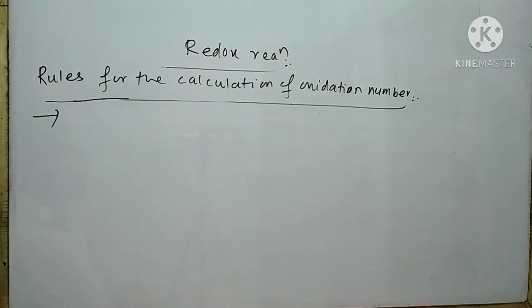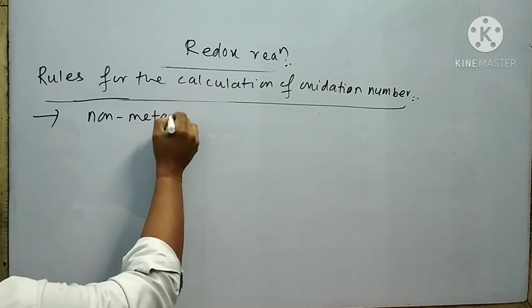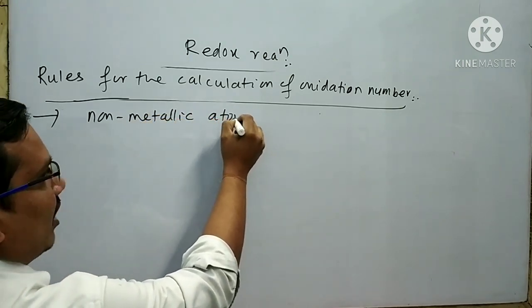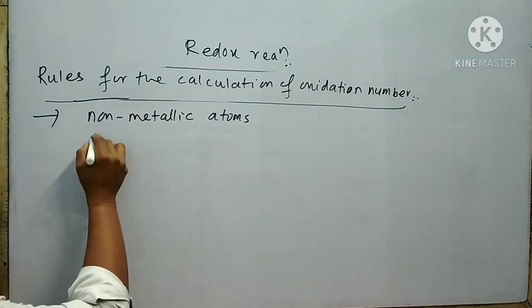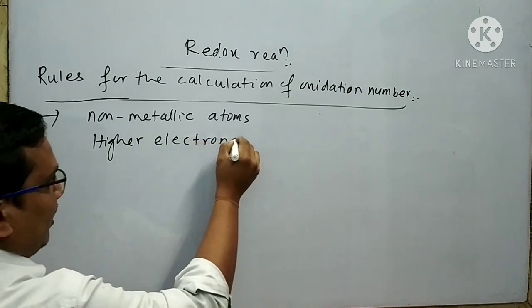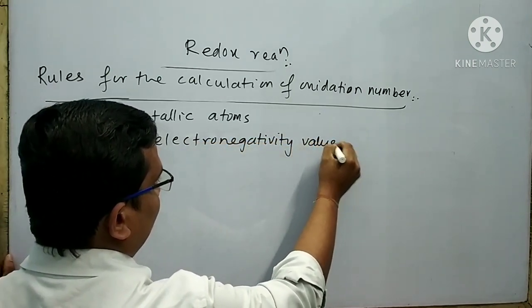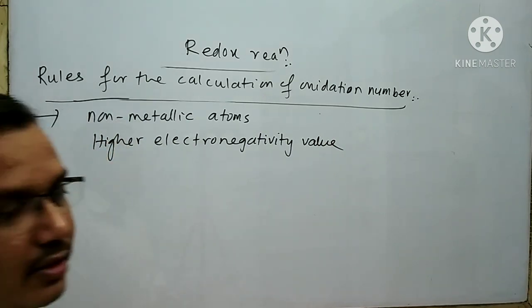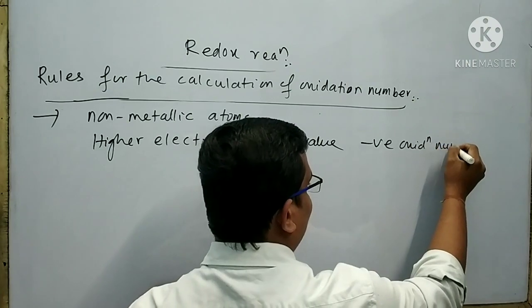Next rule: if the binary compound is formed by the combination of non-metallic atoms, then the atom with a higher electronegativity value has a negative oxidation number.